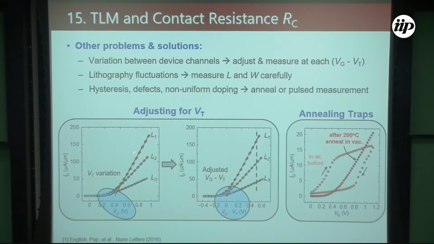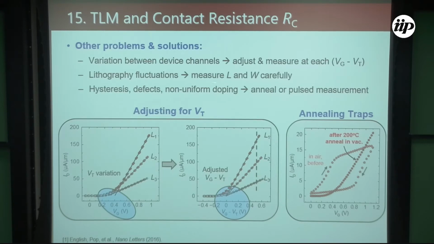So if I don't adjust for the threshold voltage variation, I don't know if this makes it very clear, but these are the 3 channel lengths, and you have threshold voltage variation when I plot this whole thing. But then, if I adjust it, notice I'm plotting VG minus VT. I'm adjusting for threshold here. So they all now have the same threshold. Then I can measure the resistance at the same carrier density, presumably, right? Hopefully.